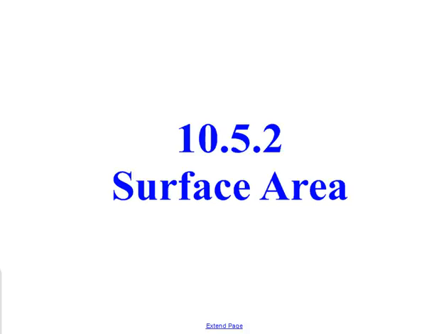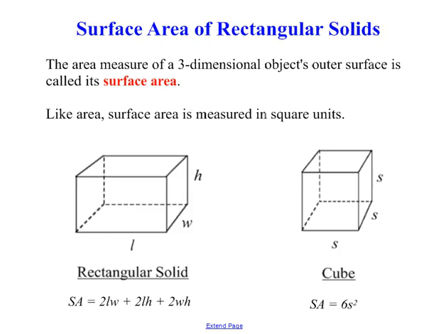This is section 10.5.2, surface area. First, we'll start with the definition of surface area. The area measure of a three-dimensional object's outer surface is called its surface area. Like area, surface area is measured in square units.